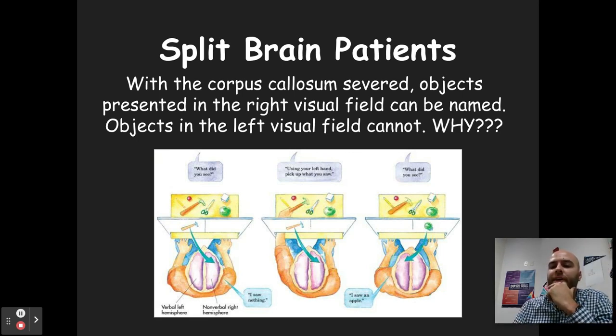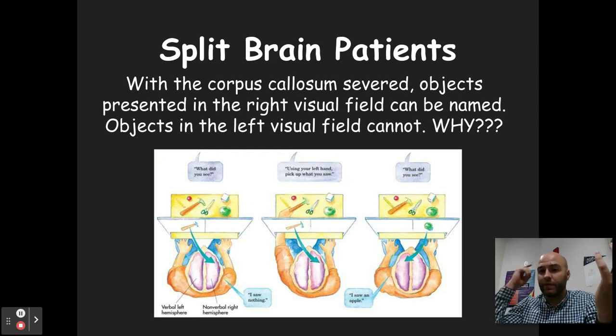I want you to think about that for a second and maybe see if you can come up with why, right? So if I have a baseball in my left visual field and I can only see it with my left eye, that information, remember, because of crossover, goes to my right brain. Now, why would I not be able to say that I have a baseball in my hand? If you think back to Wernicke's area and Broca's area, Broca's is responsible for speech production. But where is that in my brain? It's in my left frontal lobe, right?